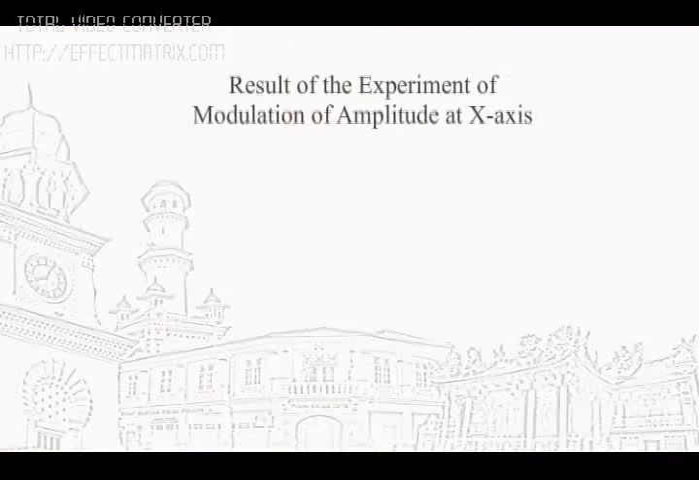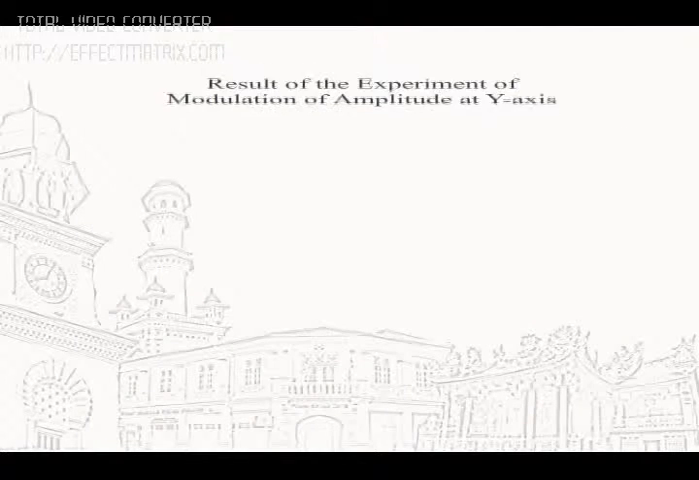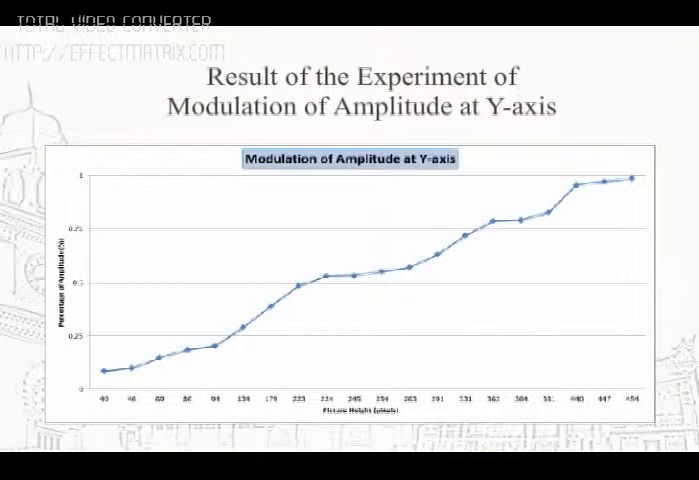From the result of the evaluation based on 10 sets of data, the modulation of amplitude at x-axis decreases as the tap is farther away from the middle point. As we can see, the percentage of amplitude obtained varies from one another here. Next is another set of experiments with the modulation of amplitude at y-axis. As a user taps from the bottom of the screen to the top of the screen, the amplitude increases gradually from bottom to top also.